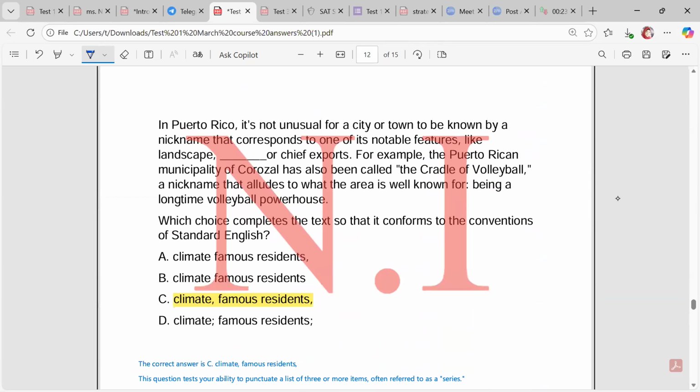This is a punctuation question. How do I know it's a punctuation question or boundaries? You can say punctuation or you can say boundaries.